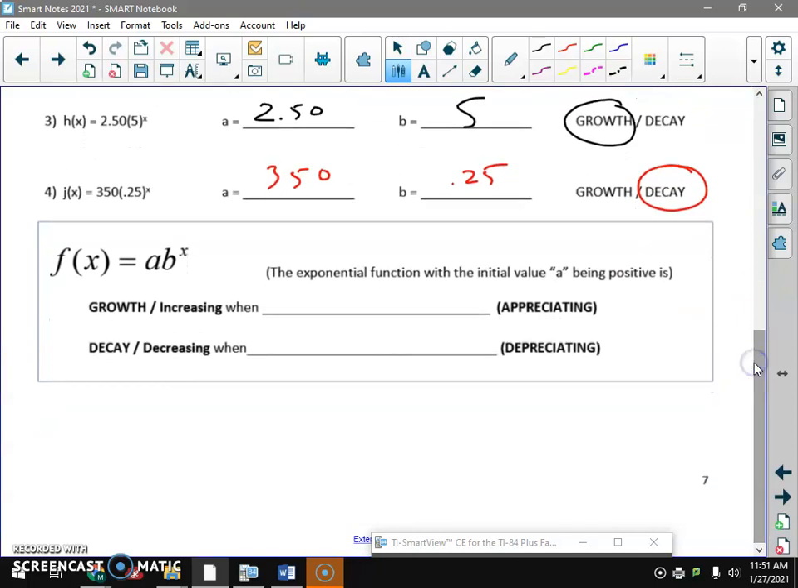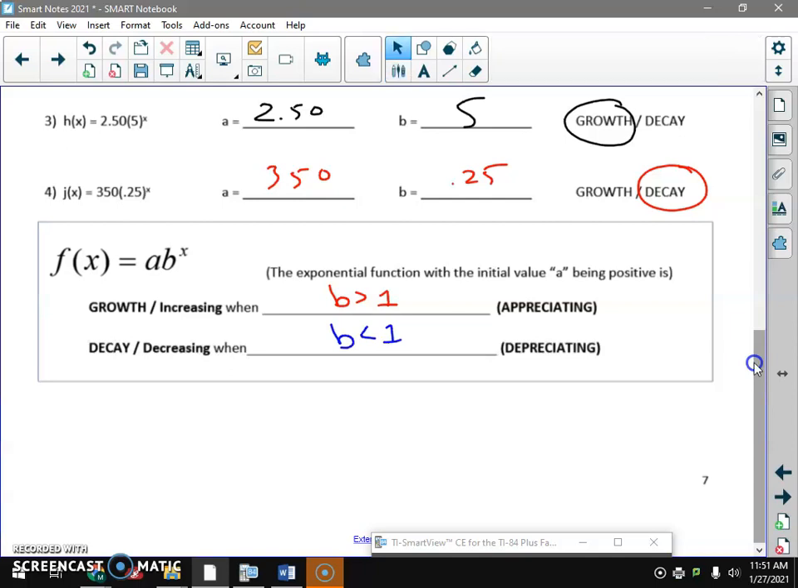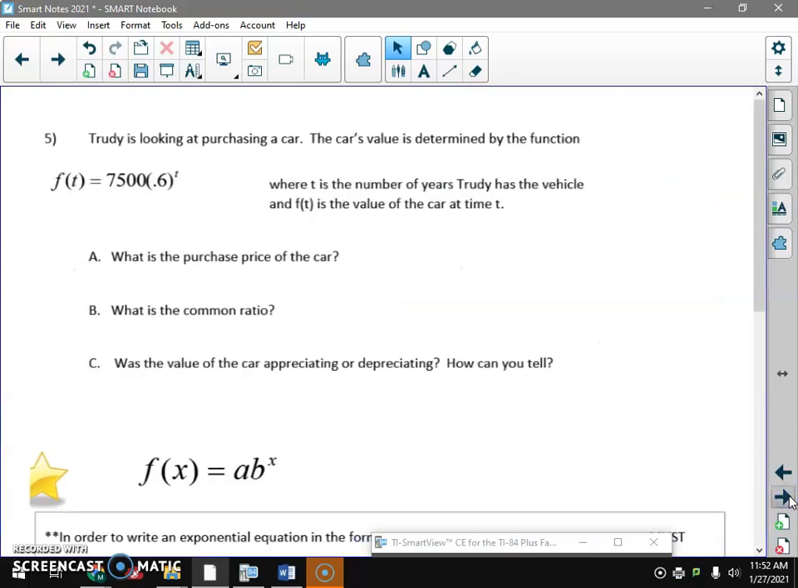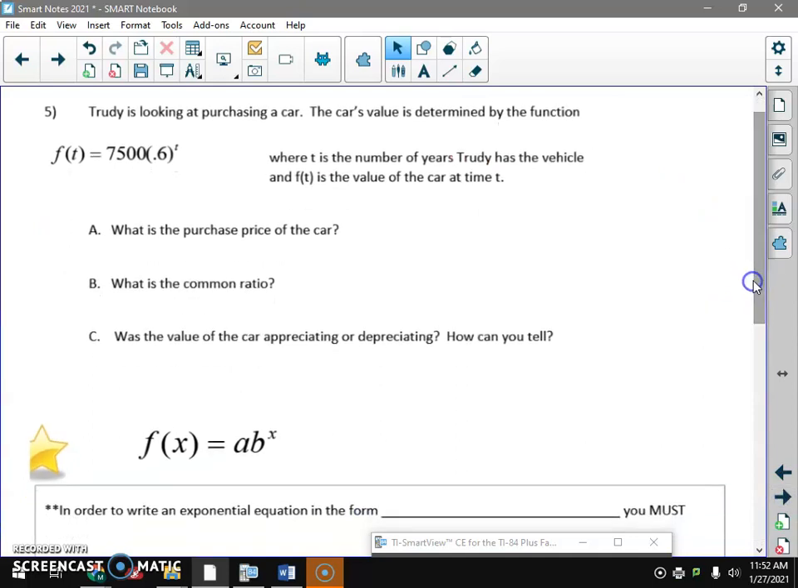All right. So the exponential function with the initial value A being positive is growing or increasing when B is bigger than 1, and it's decreasing when B is less than 1. What did we say? Bigger than 1 is a whole number, less than 1 is a decimal, except for that case where it was like 1.8, where that would be wrong. All right, let's keep going. Doing great. We have an equation that means something now.